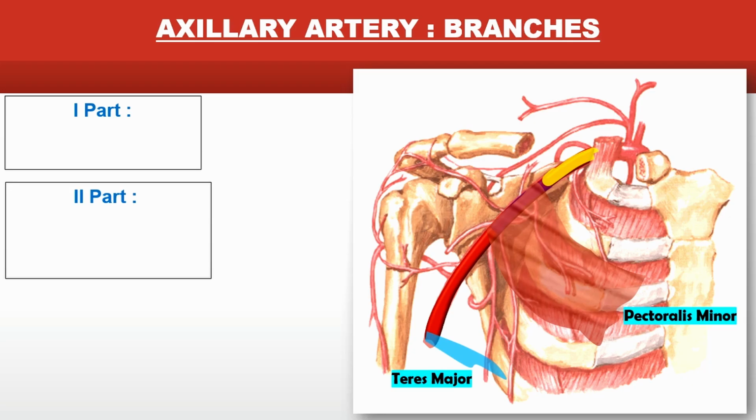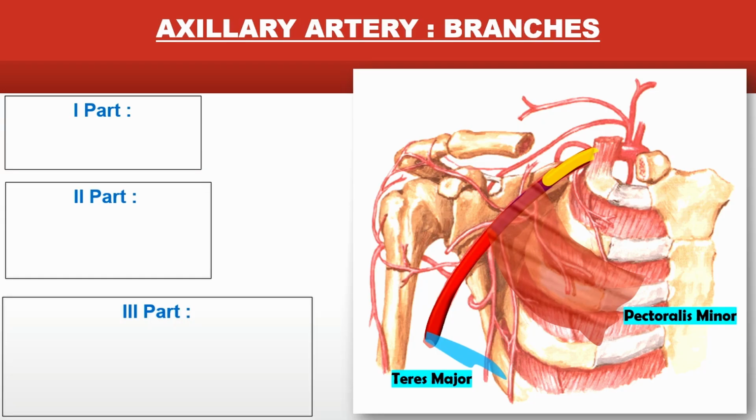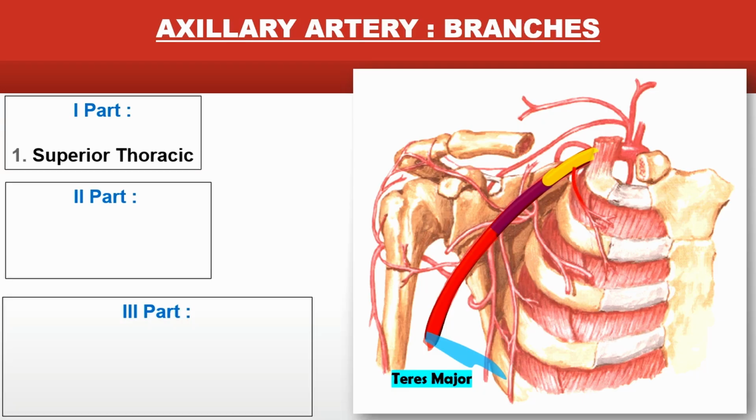Which is the third part? Infrapectoral, that is below the pectoralis minor. Okay? So these are the three parts. Now in this diagram, we have removed this pectoralis minor to show you the branches from the second part. This is your first part. So can you see that this first part is giving this branch? The name of the branch from part 1 is superior thoracic.